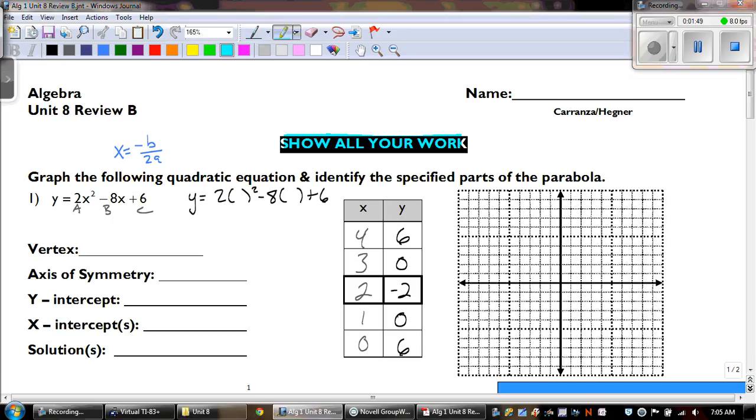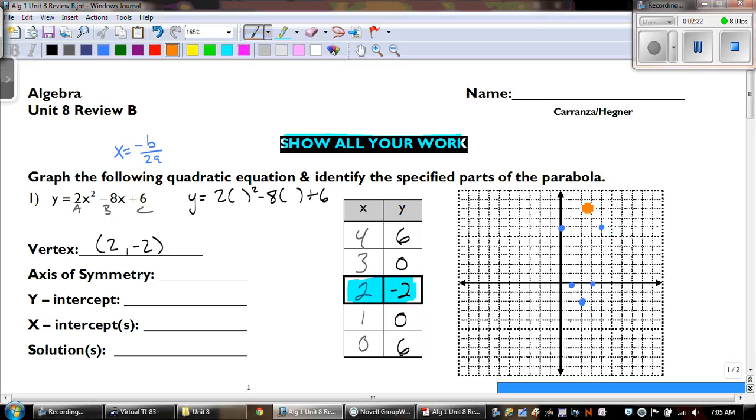Okay, those should have been the points that you got, and remember that this 2, -2 point, that is our vertex. Okay, we can even write that down on the left-hand side because we already know that. Okay, let's go ahead and graph. So we start with our vertex at 2, -2, and then we have the point 1, 0, 0, 6, and 3, 0, and 4, 6.